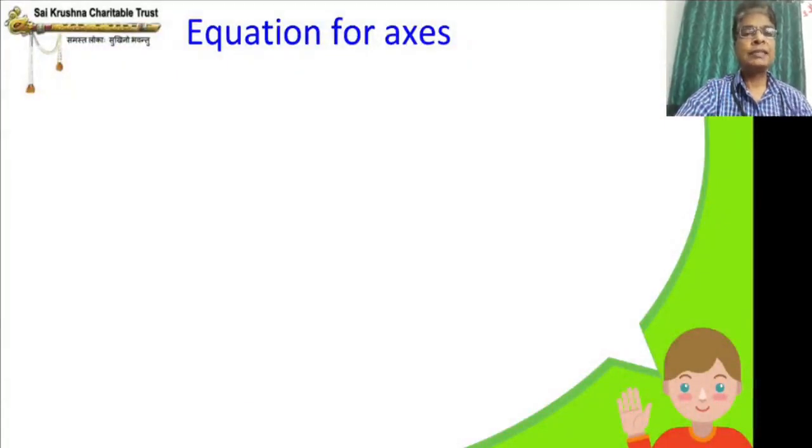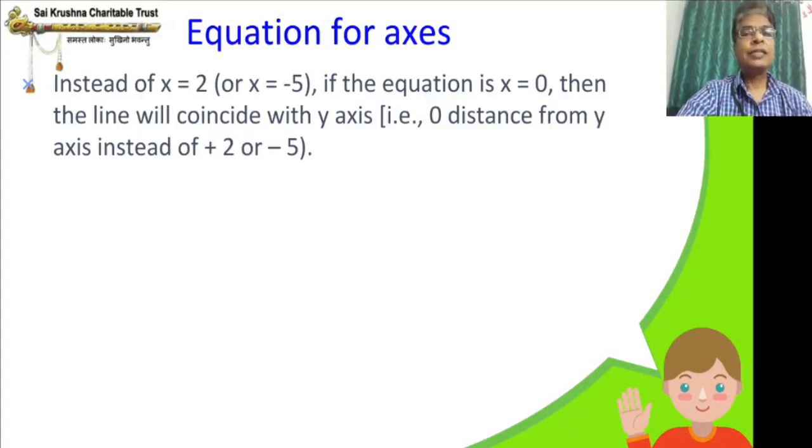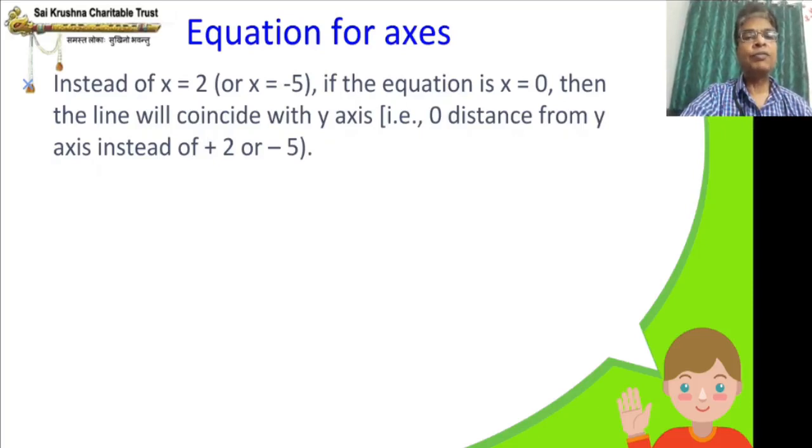Equation for axis. Now one conclusion you can see: what happens if x equal to 0 or y equal to 0? Instead of x equal to 2 or x equal to minus 5, if the equation is x equal to 0, then the line will coincide with the y axis, that is, 0 distance from the y axis. What is 0 distance from the y axis? Remember Euclid's geometry. If a line is falling on another line, then both are equal. That is, if they coincide with each other, that means both are equal. So therefore, if x equal to 0, then the line is nothing but the y axis.